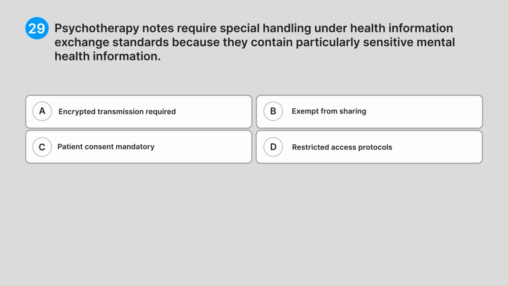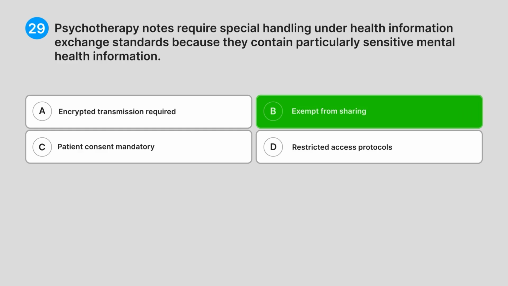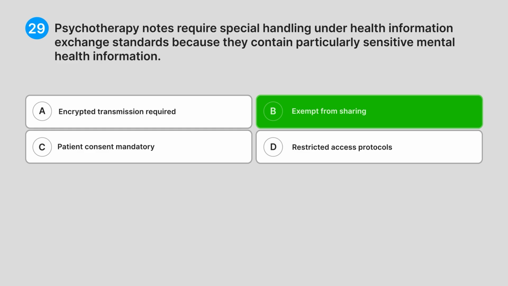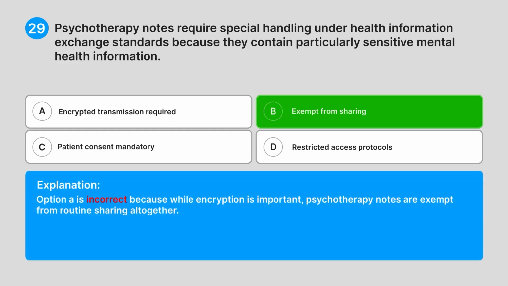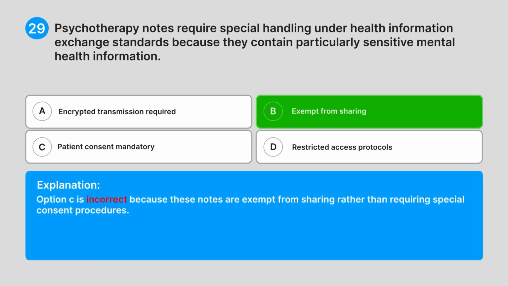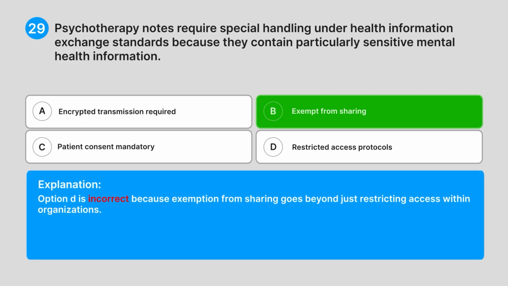Correct answer, B. Exempt from sharing. Explanation. Option B is correct because psychotherapy notes are specifically exempt from sharing under US CDI standards due to their highly sensitive nature. Option A is incorrect because while encryption is important, psychotherapy notes are exempt from routine sharing altogether. Option C is incorrect because these notes are exempt from sharing rather than requiring special consent procedures. Option D is incorrect because exemption from sharing goes beyond just restricting access within organizations.